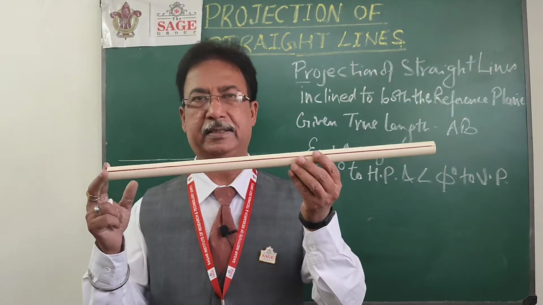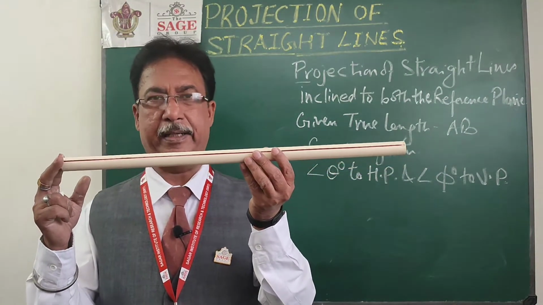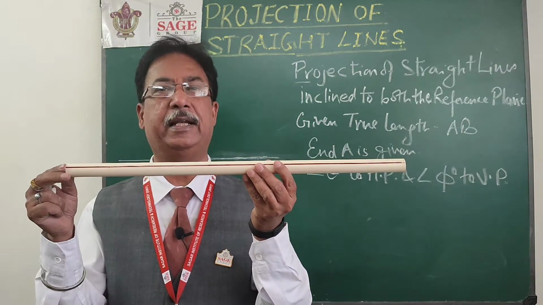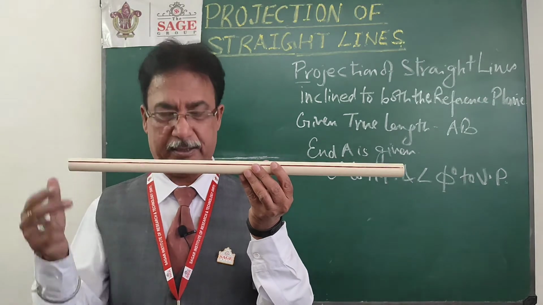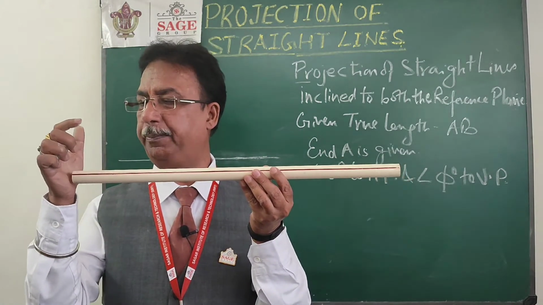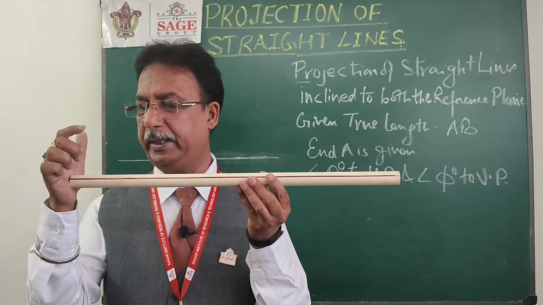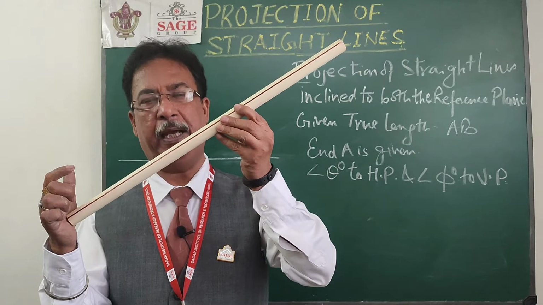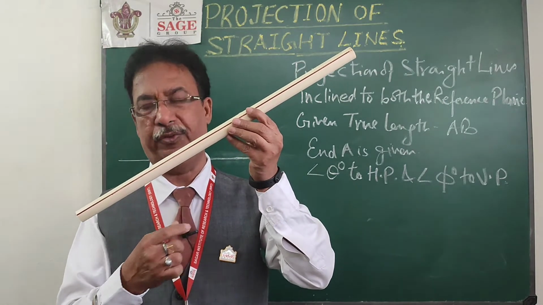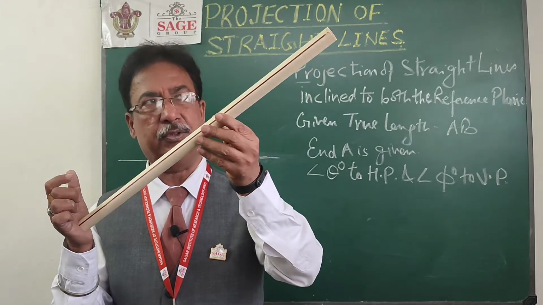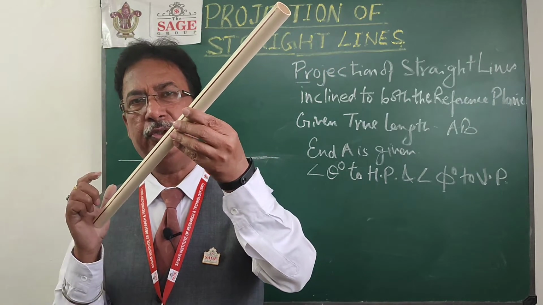Suppose I take this stick like a straight line and hold it like this. Right now at this moment this line is parallel to both the planes. It is parallel to HP as well as parallel to VP. Now keeping this end fixed, if I rotate it like this, it will be inclined to HP and still parallel to VP. Further, if I rotate it like this, so that this end comes towards you, then this line will be inclined to both.